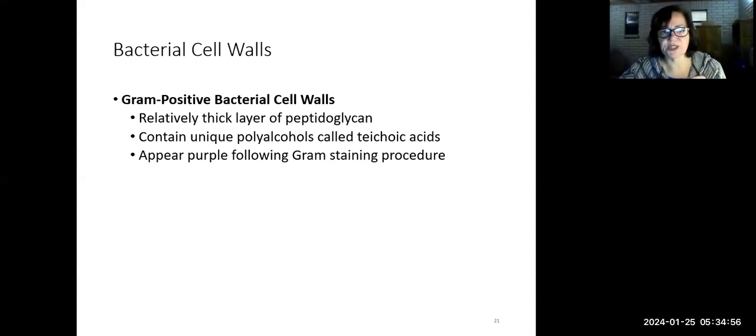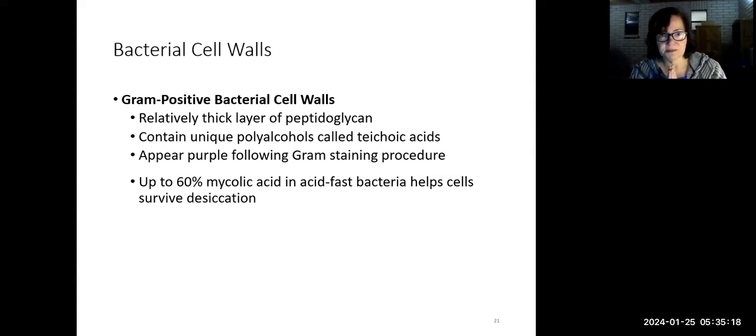As registered nurses, you're not likely to do the staining, but I think doing the procedure yourself is helpful when you get the results from the lab telling you that this patient's infection is a gram-positive bacterium or a gram-negative. It's helpful to remember what the process was for staining.